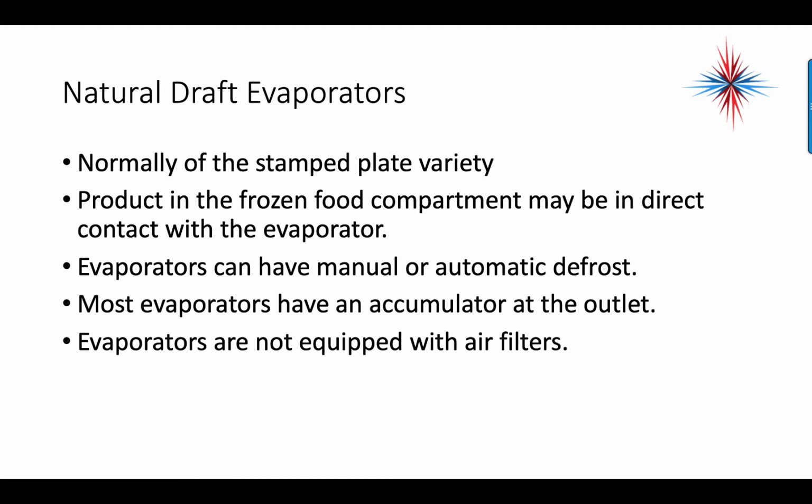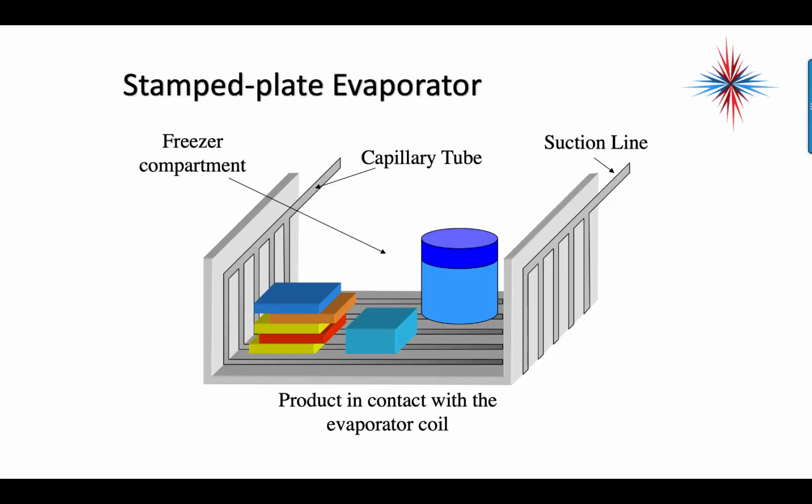Evaporators can have manual or automatic defrost. Most evaporators do have an accumulator at the outlet. Basically, that's to protect the compressor. Evaporators are not equipped with air filters in refrigeration.